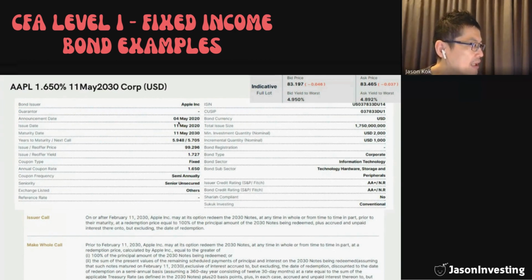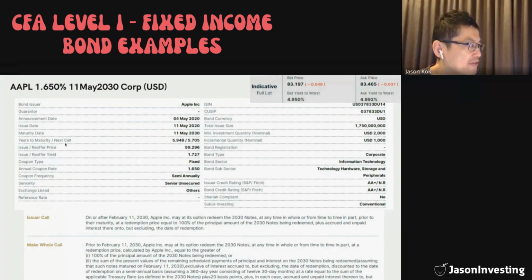And an announcement date. This is the date that they announced they're going to issue this bond. It's May the 4th, 2020. The date that they issued the bond is 11th of May, which is a few days after the announcement date. And as you can see, the maturity date is 11th of May, 2030. So from this, we can easily see that this is a 10-year bond.